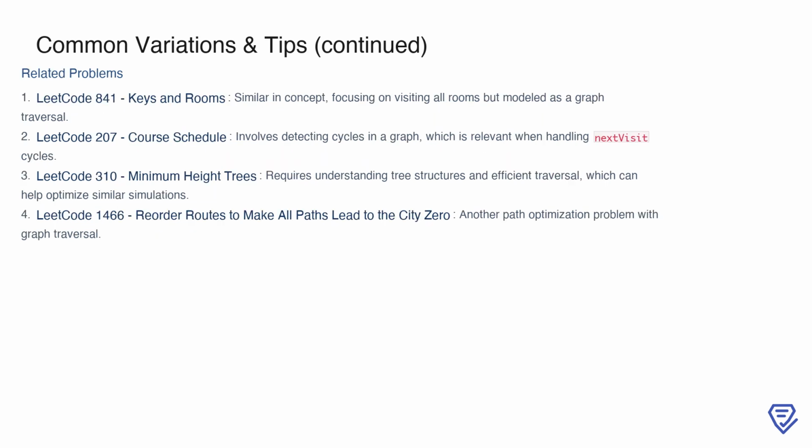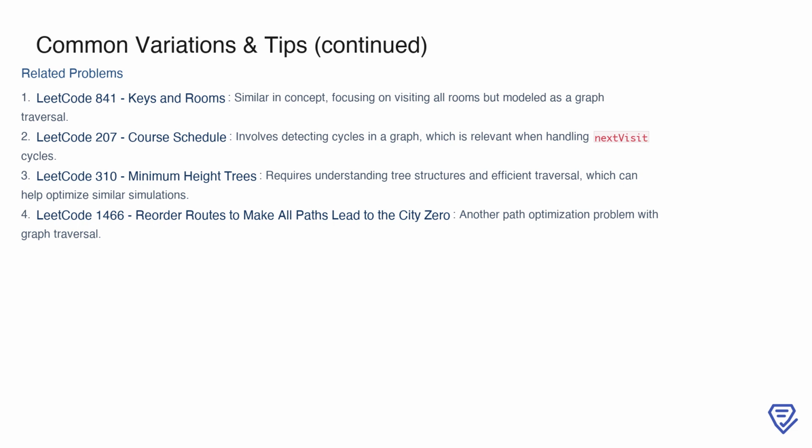This problem shares similarities with several other classic LeetCode problems. For instance, LeetCode 841, Keys in Rooms, also revolves around visiting all rooms, though it is modeled as a graph traversal problem. Similarly, LeetCode 207, Course Schedule, focuses on detecting cycles in a graph, which is a concept directly relevant to handling cyclic dependencies in next visit. Another related problem is LeetCode 310, Minimum Height Trees, which involves understanding tree structures and optimizing traversals, skills that can be adapted to improve the efficiency of simulations here.